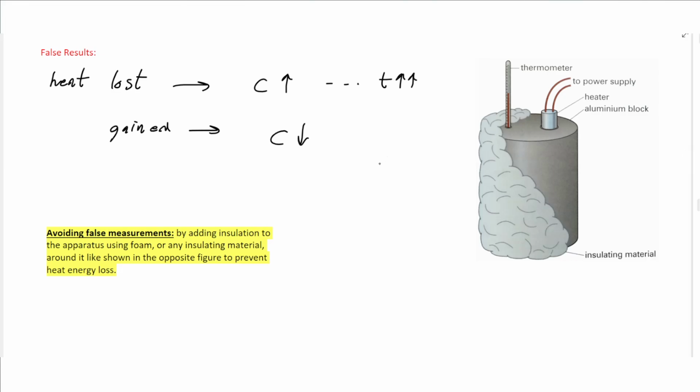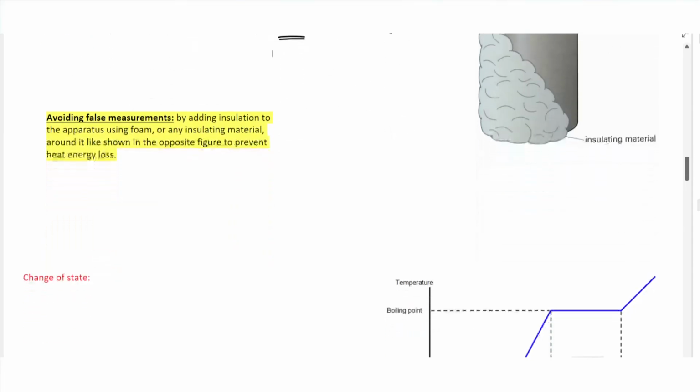If the object is colder than the surroundings, the surroundings are helping the experiment to move along faster, so you're gaining heat from the heater and from the surroundings, so the time of the experiment will be lower. That will cause the value of C to be lower. If you want to avoid this problem, you can use insulation around the object to decrease heat loss or heat gain from the surroundings.